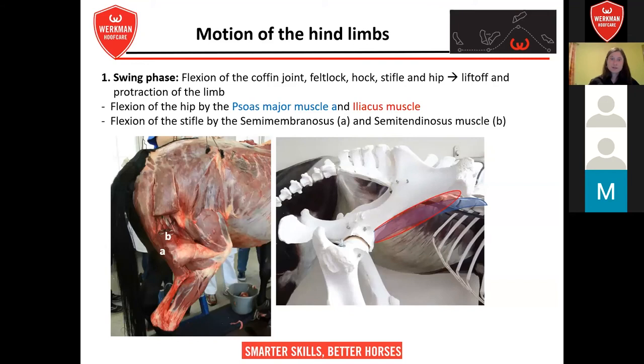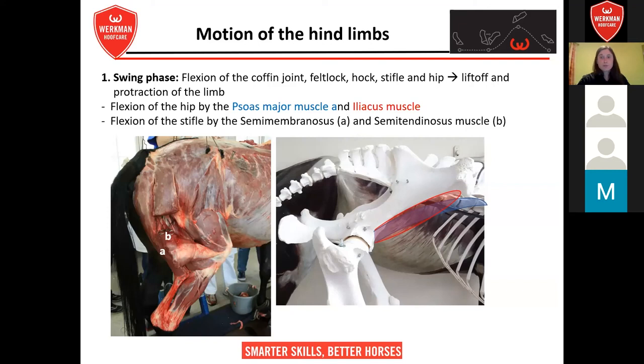In the hinds, it's a little bit different. You have the flexion of the coffin joint, the fetlock, hock, and stifle and hip. So all joints are flexed in the first part of swing phase, from lift off to protraction of the limb. And it's mainly maintained by the muscles running between the lumbar spine and the pelvis. So these muscles are also quite often under tension.